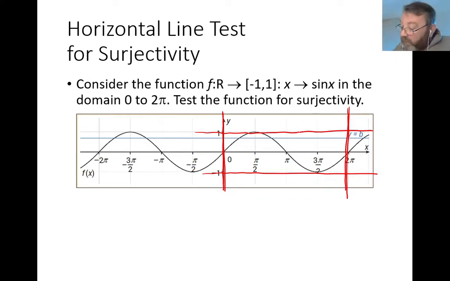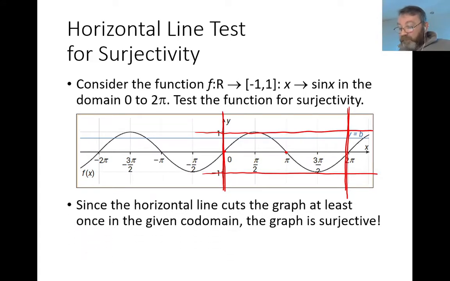Okay, so if we go from here down to here, now this is where you've got to be careful, because once you get the blue line down here, it's going to cut it in two places. Yeah, and then if you bring it further down again, it'll be two places there and there. So it is cutting the graph more than once, which means it is a surjective function. So since the horizontal line cuts the graph at least once in the given codomain, the graph is surjective.